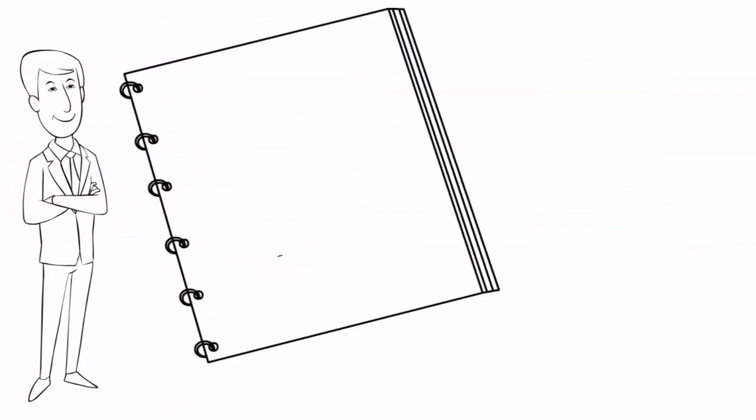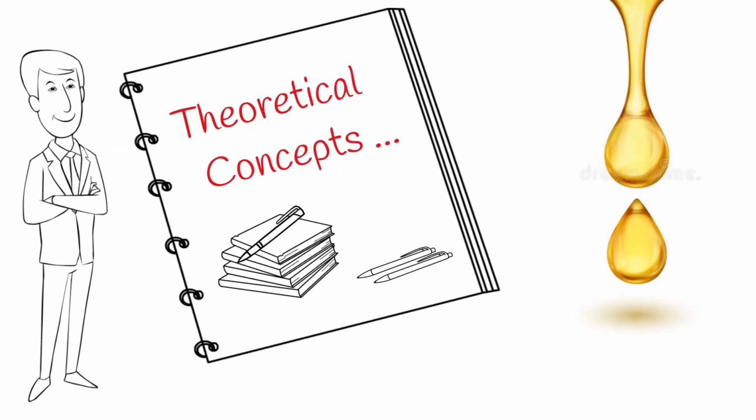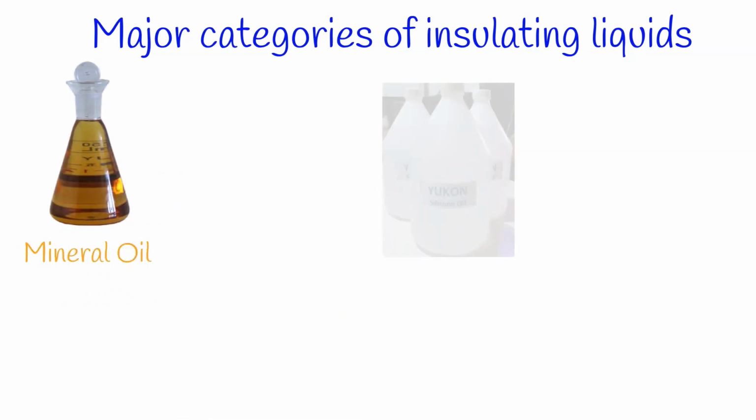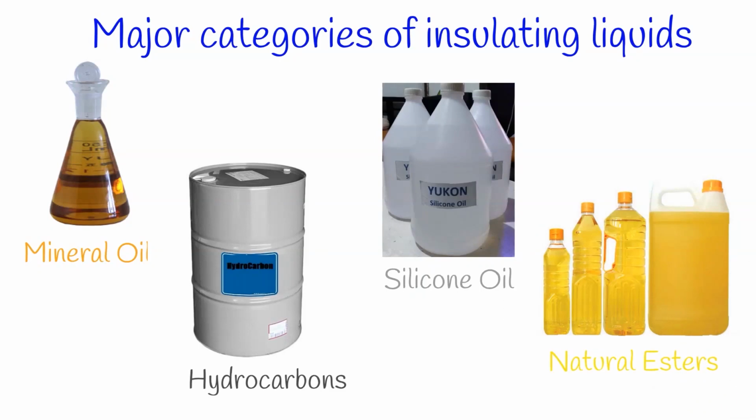Okay, without any further delay, let's move on to the theoretical concepts behind this laboratory practice. Among the insulating liquids we come across in our day-to-day life, we can identify four major categories as mineral oil, silicon, hydrocarbon, and natural esters. Each of these fluids have their own unique physical and insulating properties which determine their usage. But in this context, we are mainly focusing on the high voltage application of them.